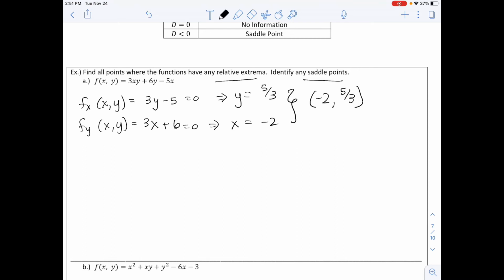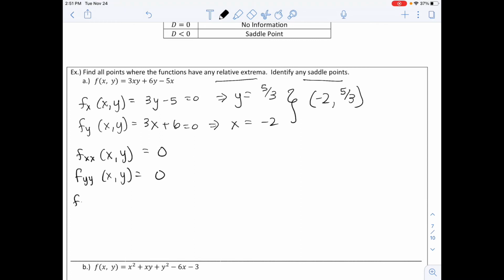So the next thing I need to find is my second order partial derivatives. So I need to find f sub xx. And if you look at your first derivative with respect to x, we have 3y minus 5. There's no x's involved in that, so the derivative of that would just be 0. And then we need to find our second order partial derivative with respect to y twice. And if you look at your first order derivative of our function with respect to y, we have 3x plus 6, which has no y variables in it, so again the derivative of that would just be 0.